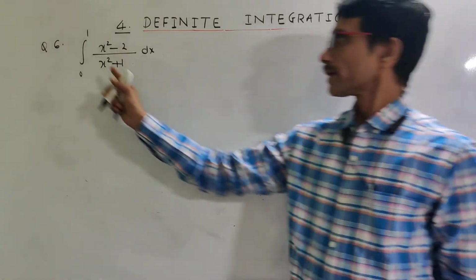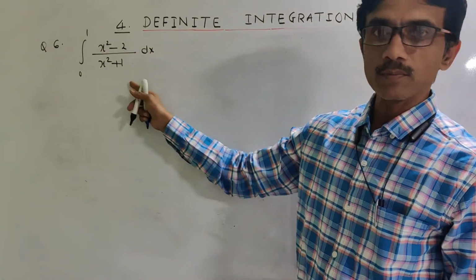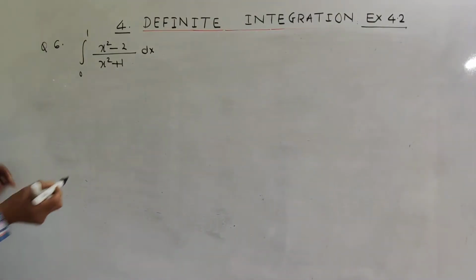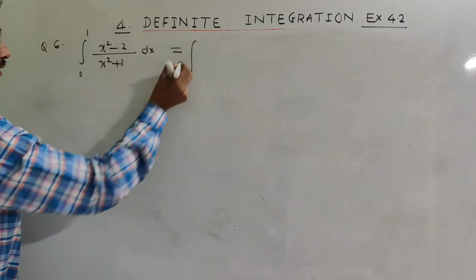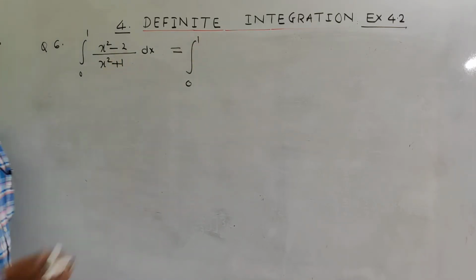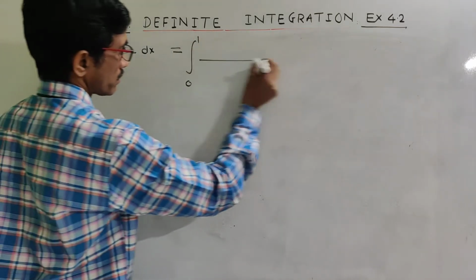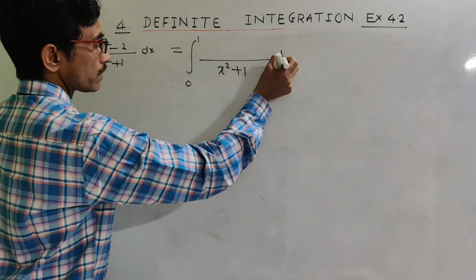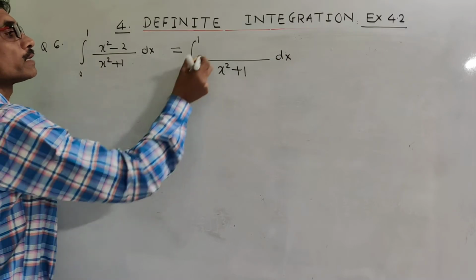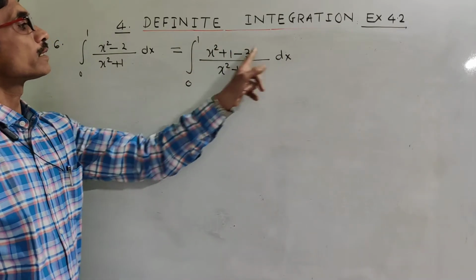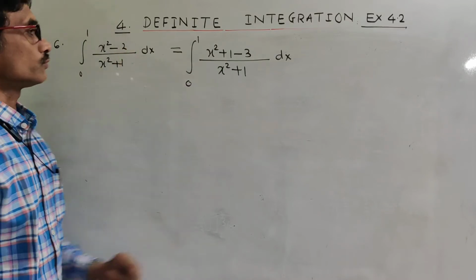Integral 0 to 1 of (x square minus 2) upon (x square plus 1) dx. So the denominator is x square plus 1, so we adjust the numerator according to the denominator. Integral 0 to 1, x square plus 1 is the denominator. This we write as x square plus 1 minus 3, so that 1 minus 3 gives us minus 2.